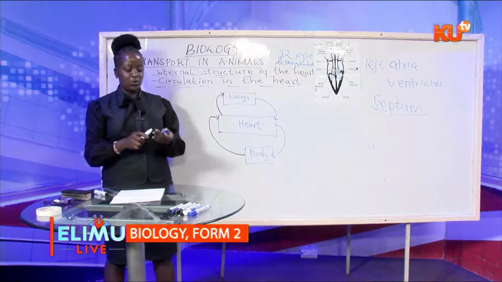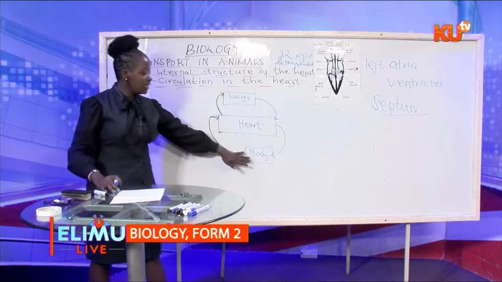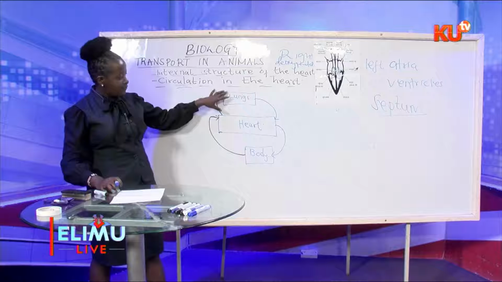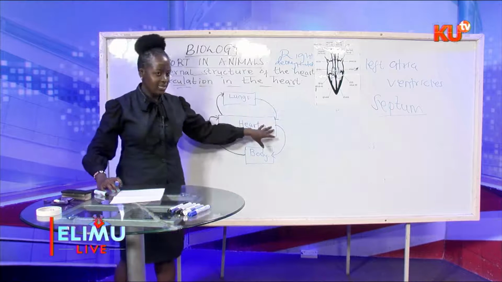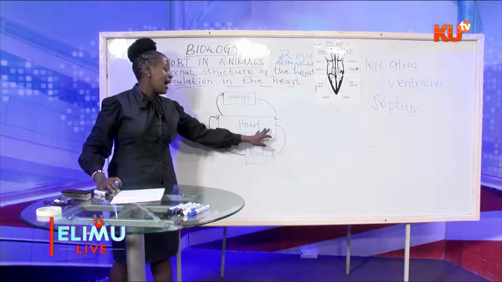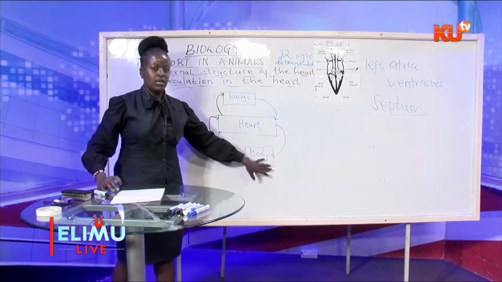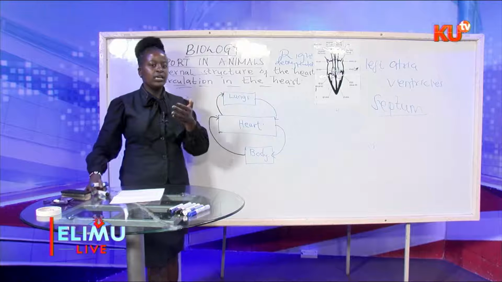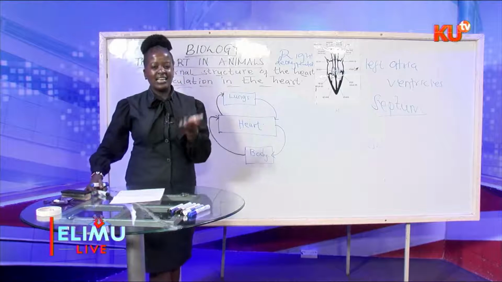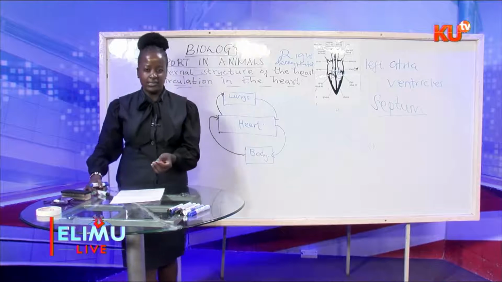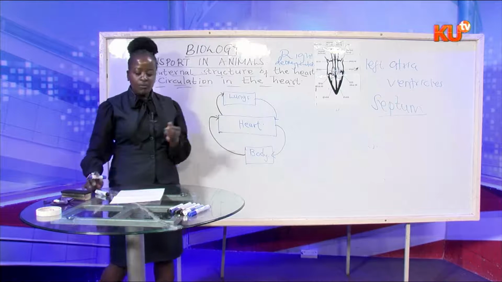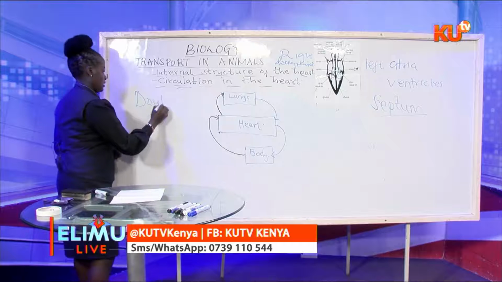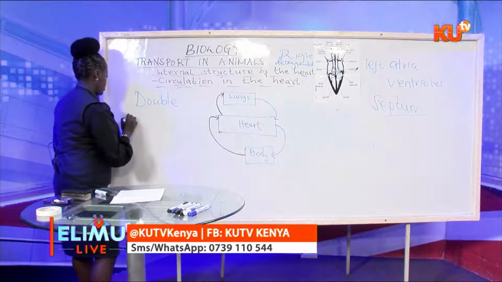The blood is going round from the body to the heart, from the heart to the lungs, from the lungs back to the heart again, and from the heart to the body. As you can see, circulation is happening and blood is getting to the heart twice. So this phenomenon is called double circulation.